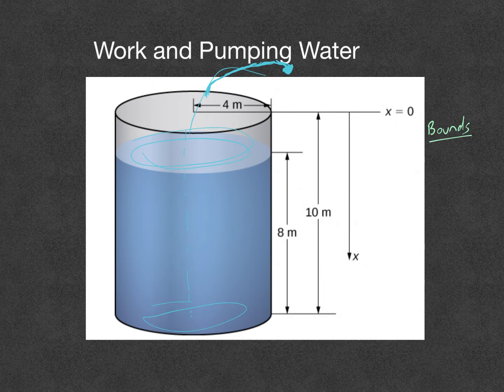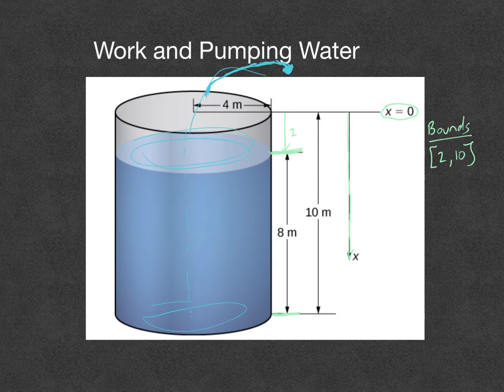And the bounds, we can see here, we're setting the top of the tank, because that's where we're pumping the water out of. We're setting that as x equals 0, and x is the depth as I move downward into the tank. And we can see here that the water starts when our depth from the top of the tank is 2 meters and ends all the way at the bottom of the tank, so our depth would be 10 meters. So the bounds for this problem are from 2 to 10.